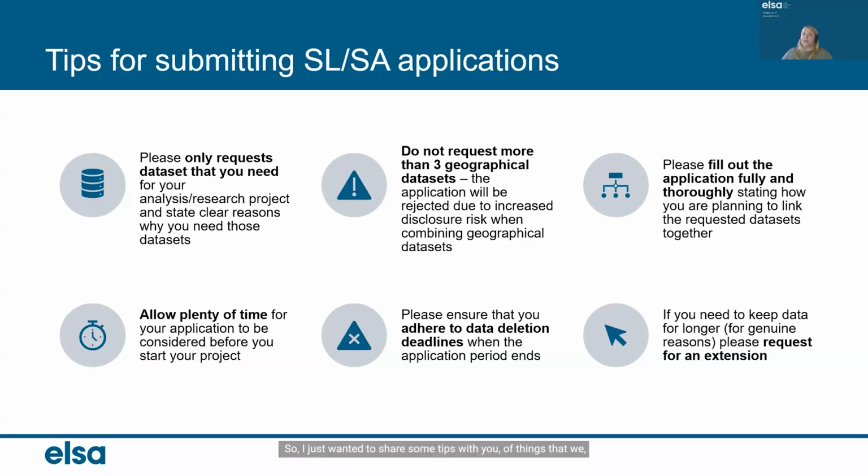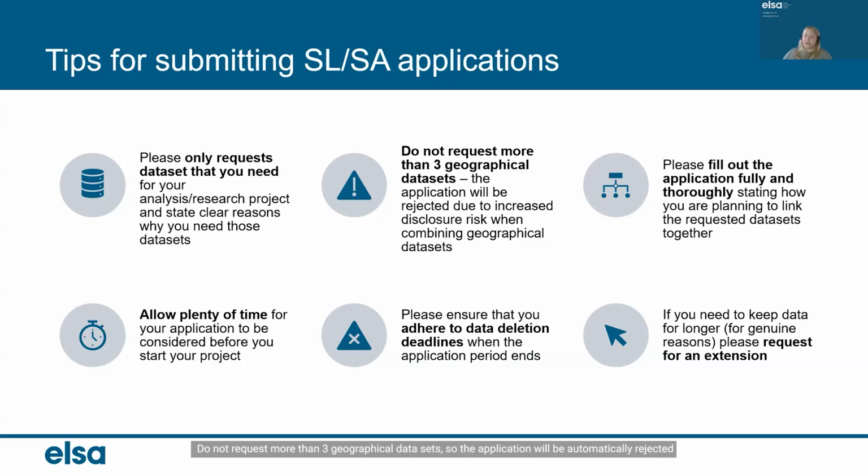So I just wanted to share some tips with you of things that we often come across in the applications, and these are the things why we reject or ask for amendments. So please only request datasets that you need for your analysis. Don't just request everything and anything. You have to be very specific about why you need the dataset and state clear research reasons why you're requesting the dataset that you're requesting.